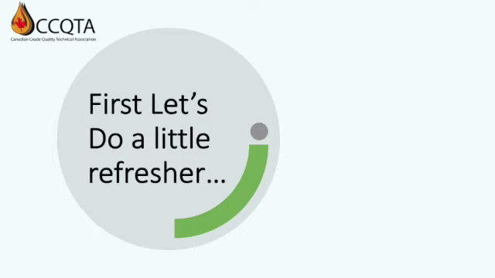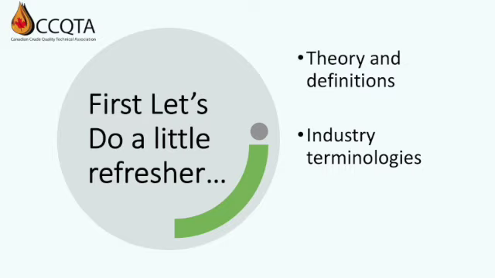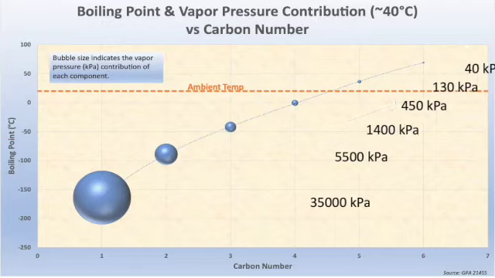First, let's do a little refresher on what we talked about in episode 1. We talked about the theory of vapor pressure, the various definitions, and how those apply to a complex mixture like crude oil. Next, we talked about all the different terminologies that are used throughout the industry, some clear and some not so clear, and why that often leads to confusion. And lastly, we talked about why vapor pressure matters. That included safety, operations, and emissions.